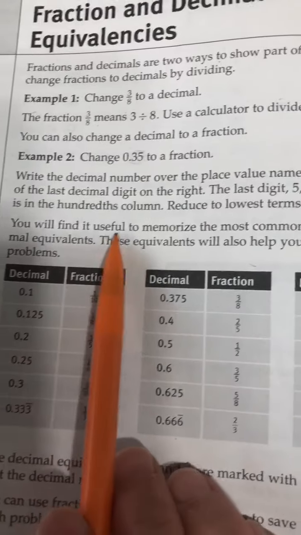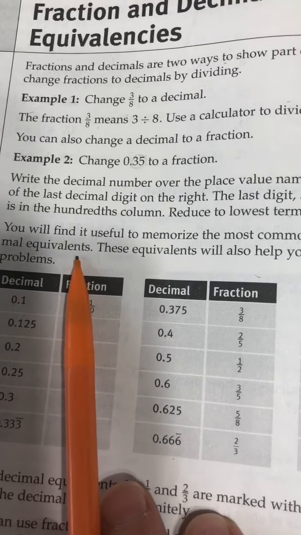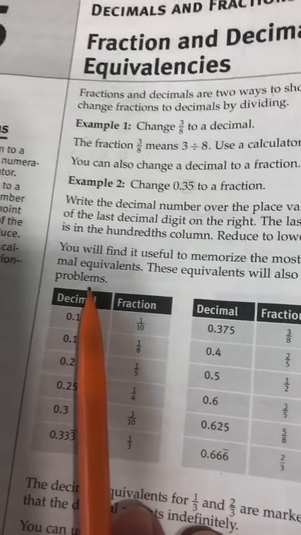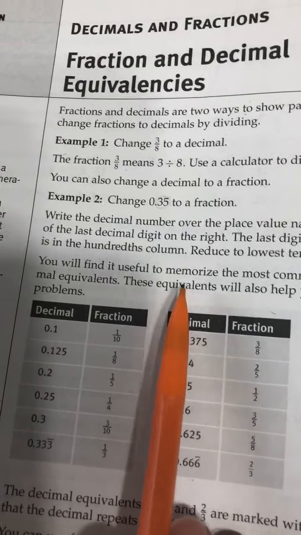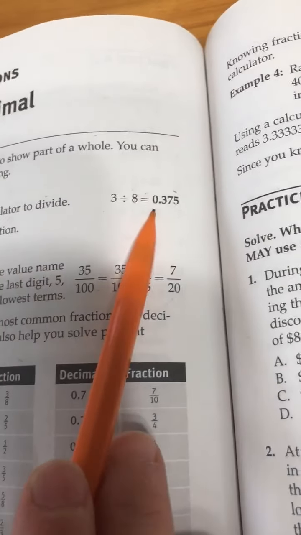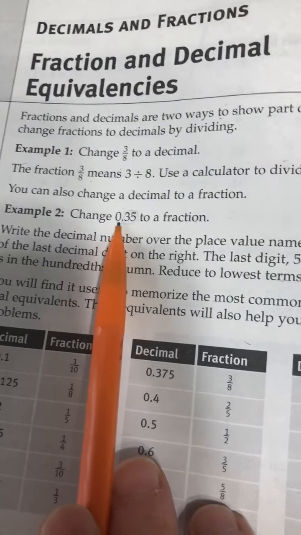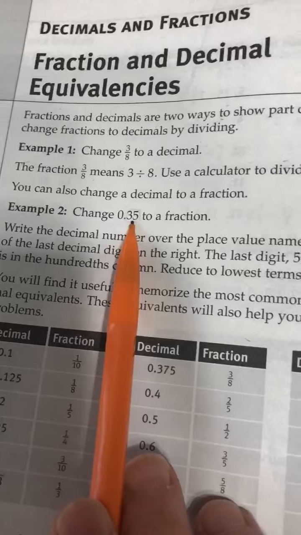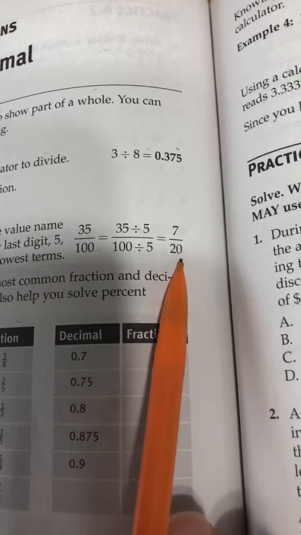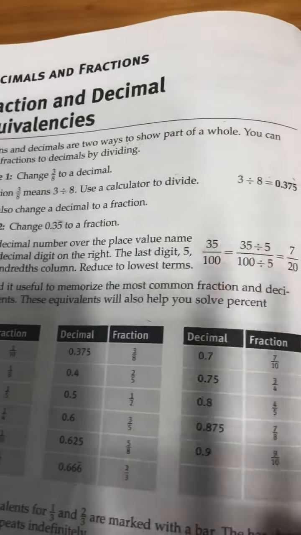You will find it useful to memorize the most common fraction and decimal equivalents. These equivalents will also help you solve percent problems. Remember, by equivalents, we mean they are equal. They mean the same thing. Just like we showed before, 3/8 is equal to this decimal, 0.375. Again, here was another example. 0.35, this decimal, is equivalent to this fraction, and if it's reduced, it's this fraction. They're equivalent, they're equal, but one is in fraction form, the other one is in decimal form.